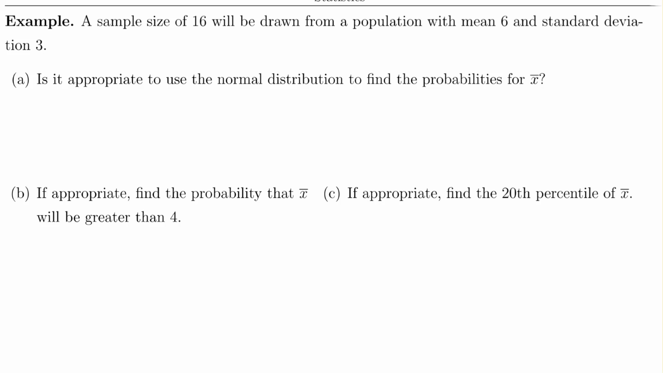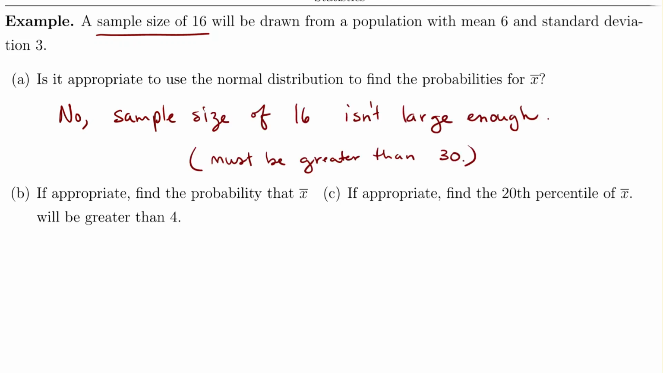Okay, so here, this has to do with sample size. If you look at the sample size 16, we had a cutoff. In order for the central limit theorem to apply in this situation, our sample size needs to be greater than 30. So in this case, we would say no, a sample size of 16 isn't large enough because we need the sample size to be greater than 30 for us to use a normal distribution in this case.